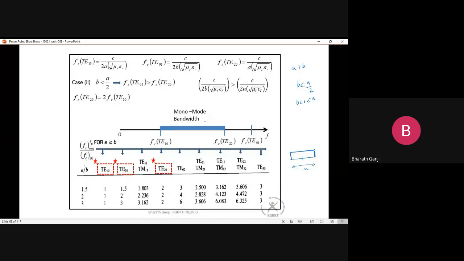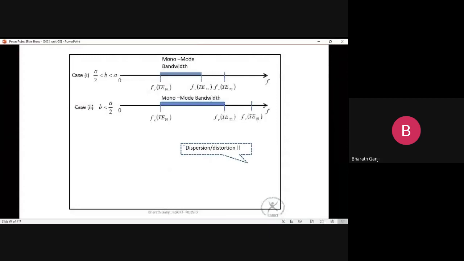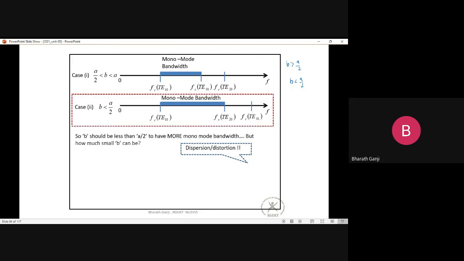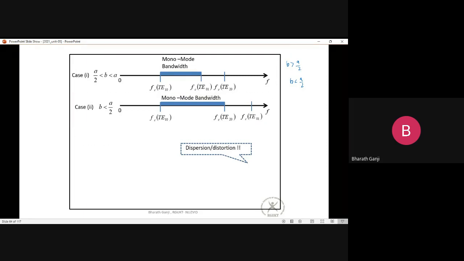So out of the two cases, b is less than a by 2, అంటే b అన్నది గ్రేటర్ దాన్ a by 2 ఒక కేసు చూసాం, b అన్నది లెస్ దాన్ a by 2 ఒక కేసు చూసాం. ఏ కేసులో నాకు ఎక్కువ బ్యాండ్ విడ్త్ వస్తుంది అంటే, when b is less than a by 2. Okay, when b is less than a by 2, then you get more bandwidth.